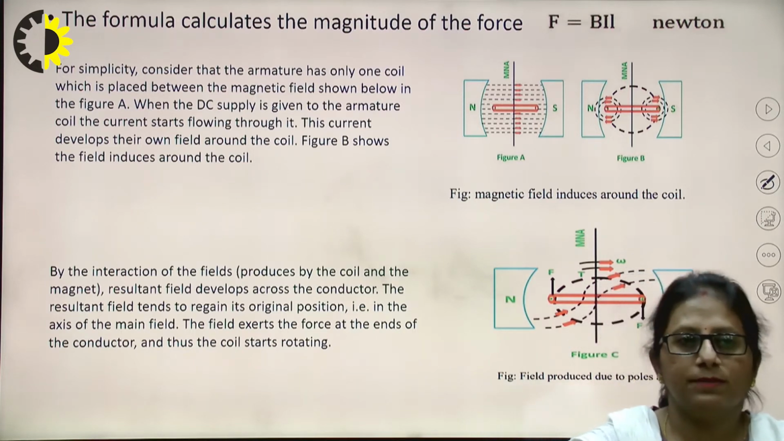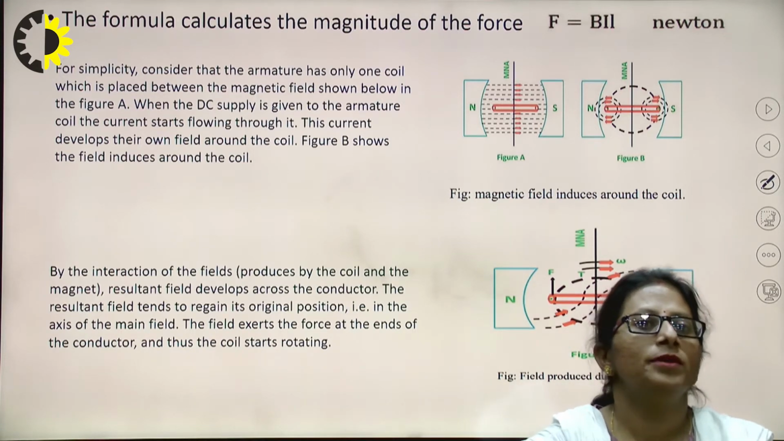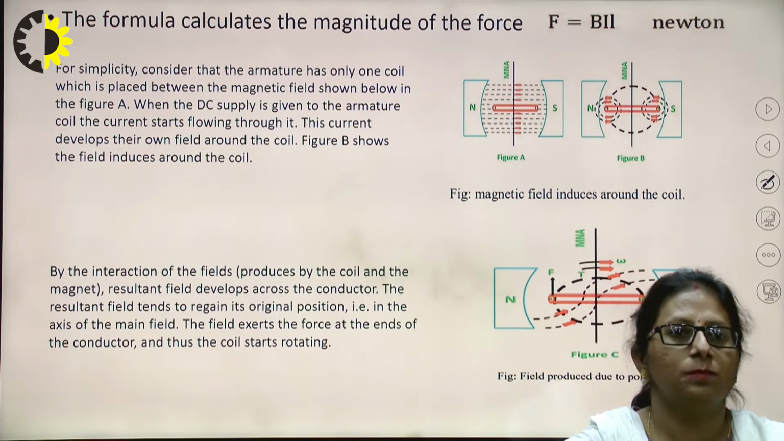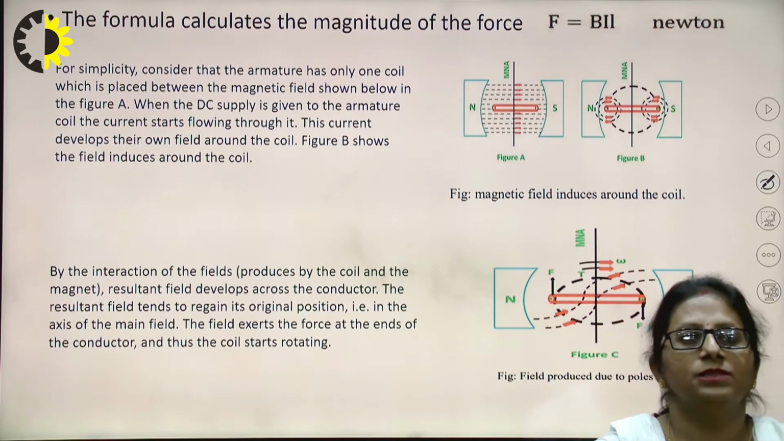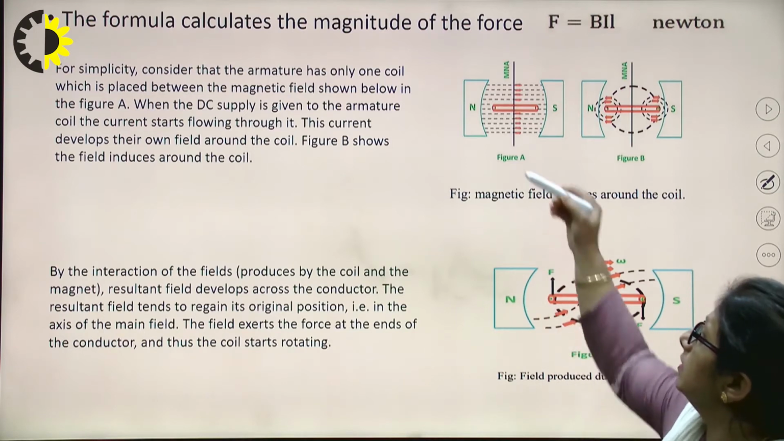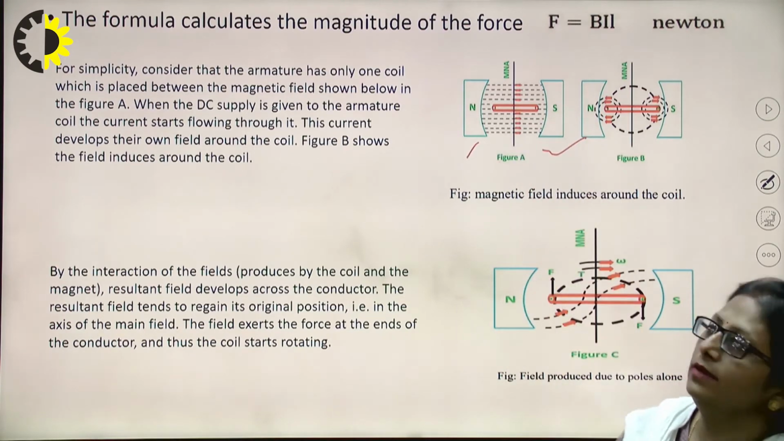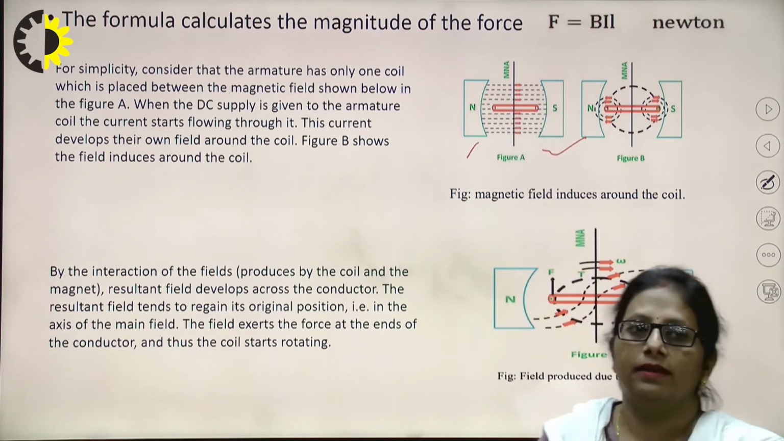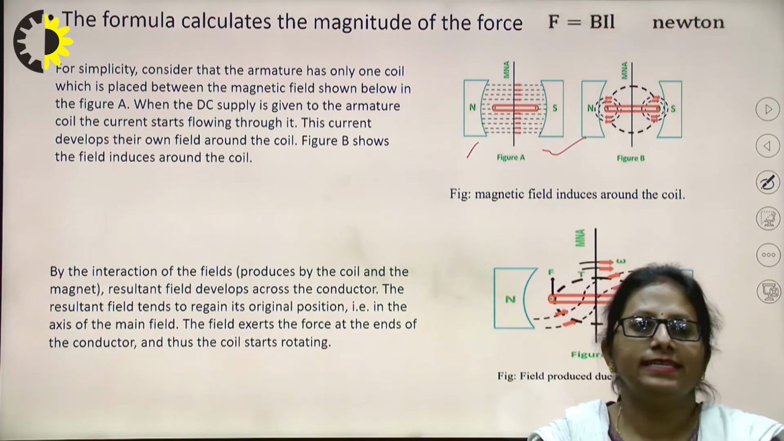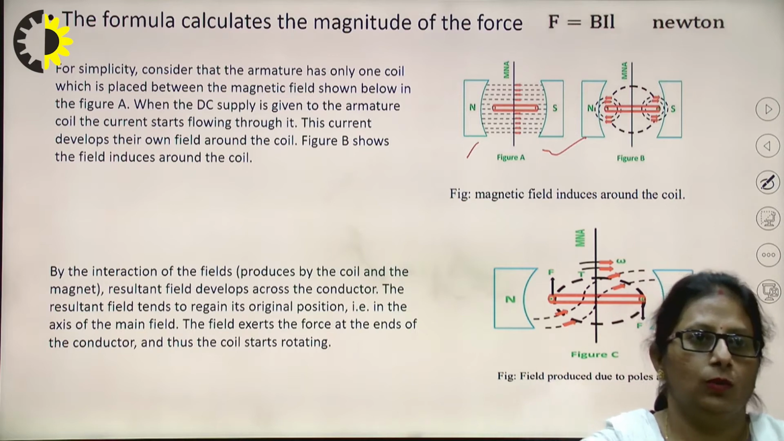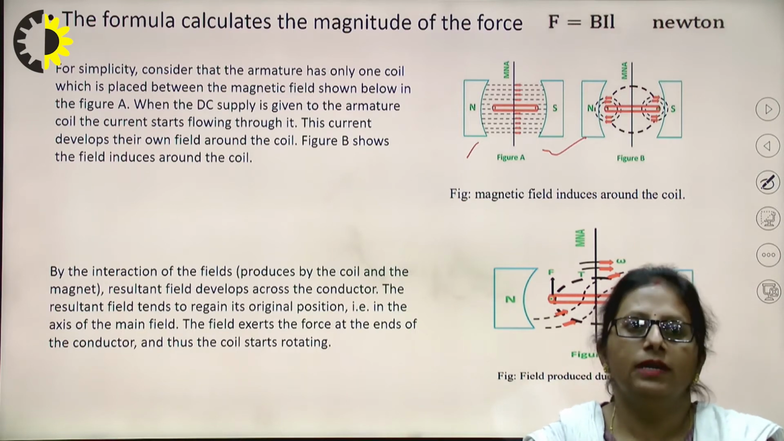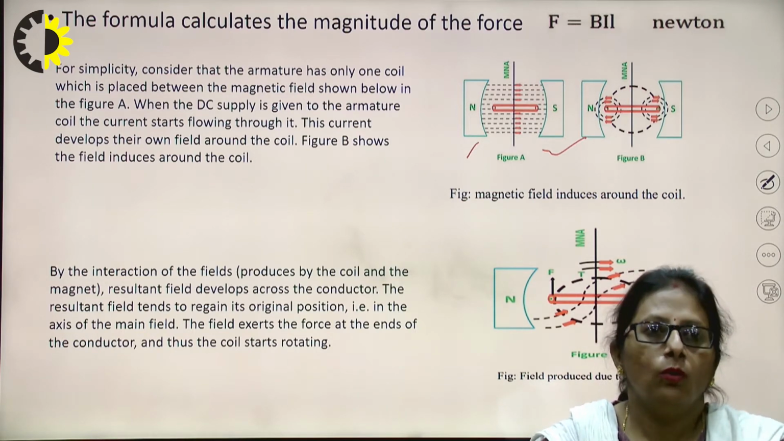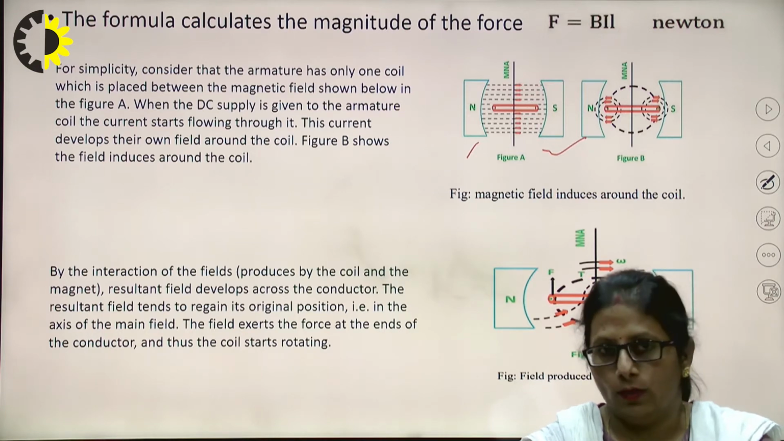Now, for simplicity, if you just consider that the armature has only one coil, which is placed between the magnetic field as shown in the figure. These are the magnets, north to south is the magnetic field, and in between I have placed the conductor. So when the DC supply is given to the armature coil, the current starts flowing through it. This current develops its own field around the coil, right?